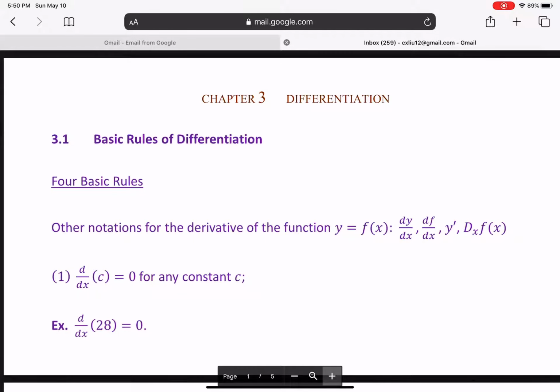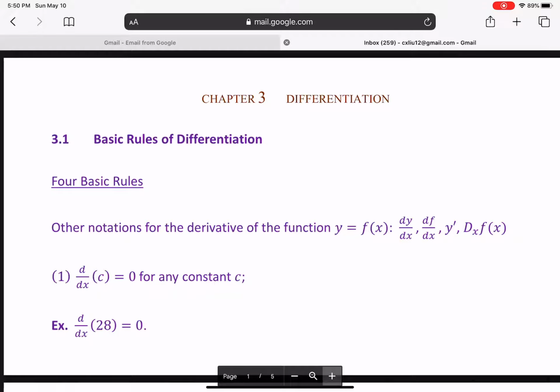Hello everyone. Today we're going to start chapter 3, differentiation. In chapter 2, we discussed the definition of derivative. But in many cases, it will not be convenient to use the definition directly to find the derivative functions. So instead, we're going to summarize some basic rules of differentiation in section 1. And then we can use those rules later when we take the derivatives of functions. And there are 4 basic rules in this section.